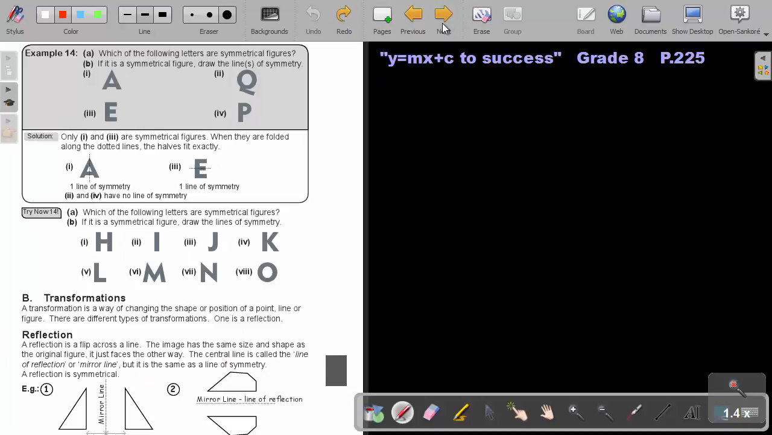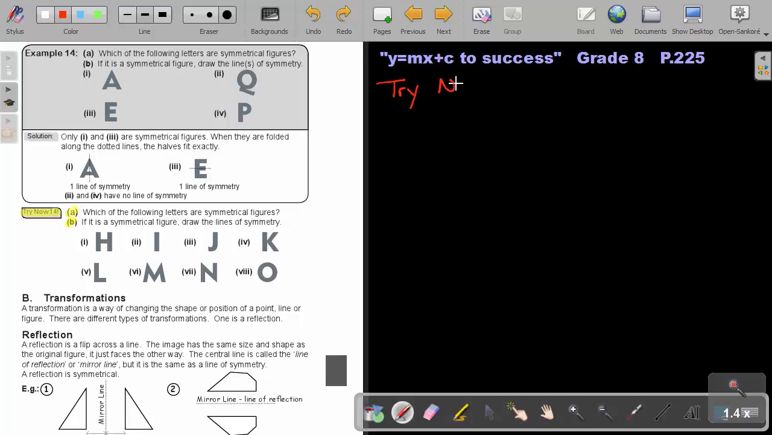Okay, let's look at the next example. Example 14. Which of the following letters are symmetrical figures? If it's a symmetrical figure, draw the lines of symmetry. So definitely look at A. Can you see? I can draw a line there in the middle, so it's a symmetrical figure. Q, due to that line, no. E, look, if I fold it there, you can see it's a symmetrical figure. P, no. So it's only A and E, and each has only one line of symmetry. Okay, now stop the video again and try now 14, number A and B. And then continue with the video as soon as you are finished.